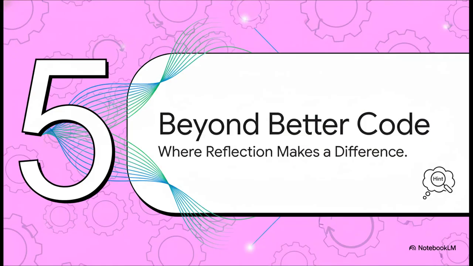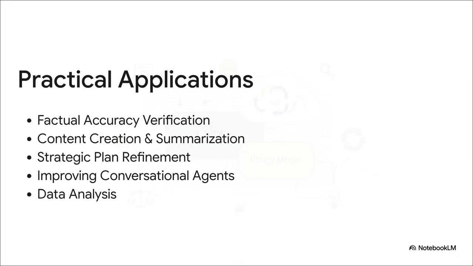But hey, this powerful pattern isn't just for fixing buggy code. Not at all. Its ability to improve quality through these feedback loops has applications across so many different areas. Just think about the possibilities. You could have a producer agent summarize a dense research paper, and then have a critic agent act as a ruthless fact-checker, verifying every single claim against the source.